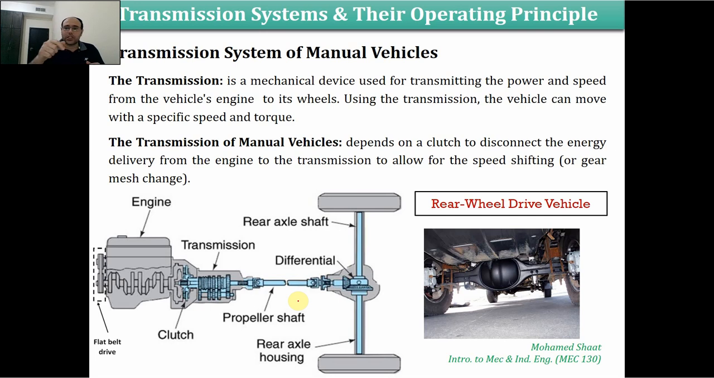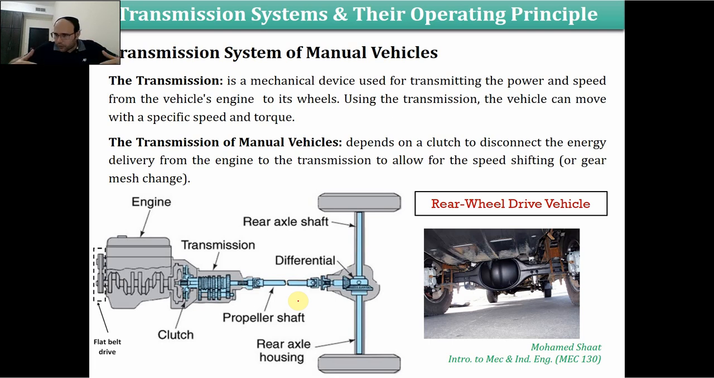As I mentioned, if the transmission is connected only to the two front wheels, and the gearbox is not connected to the two rear wheels, this type of vehicle is known as a front wheel drive vehicle. This is very common in many small sedan cars; most of them, 90% of them, have their two front wheels connected to the transmission system. But some other cars are rear wheel drive vehicles, and in general, rear wheel drive vehicles should be more powerful than front wheel drives. For example, if we have a big car, it should definitely be at least a rear wheel drive vehicle.